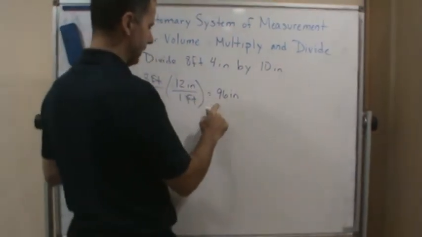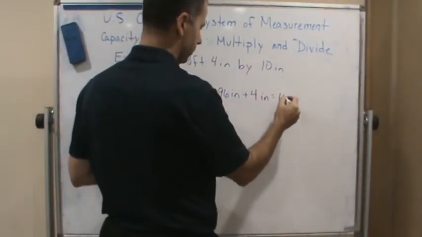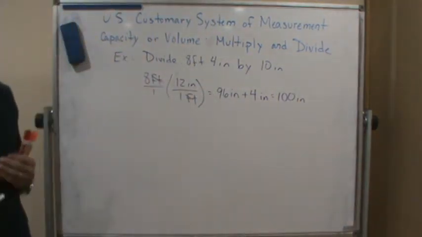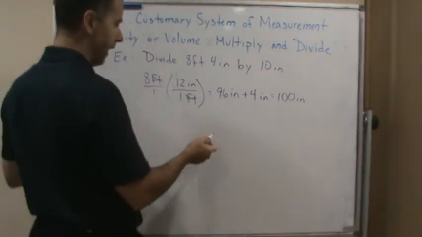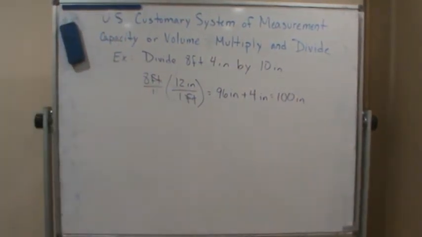But then I still have the 4 inches. So now I have 96 inches plus the 4 inches equals 100 inches. Now I'm going to divide. So now I'm going to divide the 100 inches by the 10 inches.